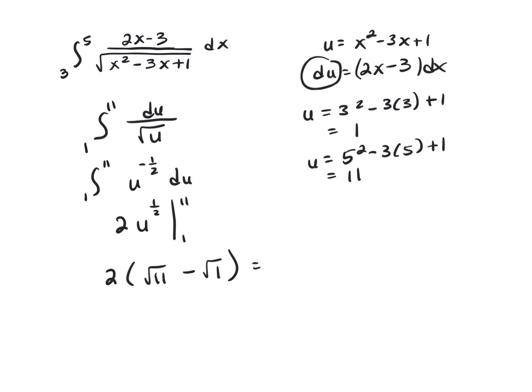And if you multiply through, that's 2 times the square root of 11 minus 1. And if you use your calculator, that's about 4.63.